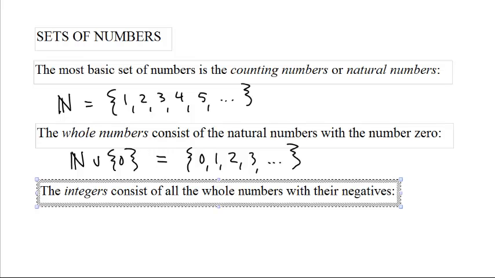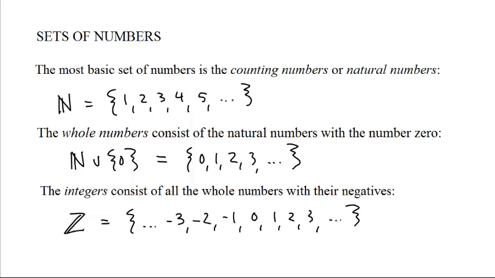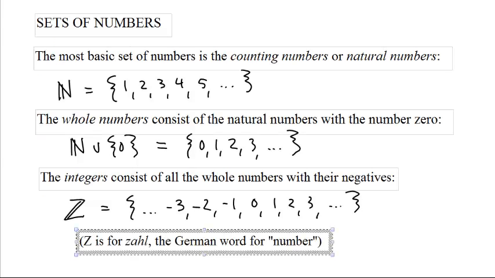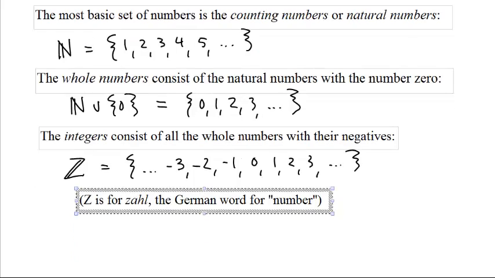The integers consist of all the whole numbers along with their negatives. So we have Z equals basically all the negative whole numbers, -1, -2, -3, and so on, and 1, 2, 3, and 0 as well. And if you wonder about the letter Z, Z is the first letter of the German word for number, Zahl. And, well, they talked about it first, so they got to use their letter for it.